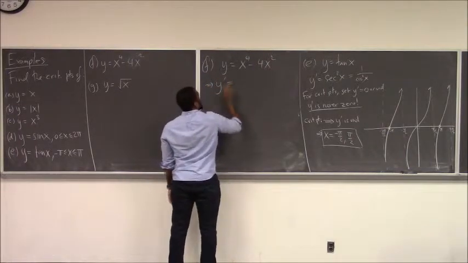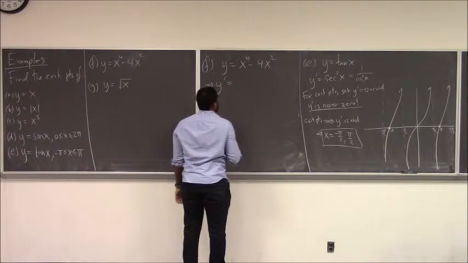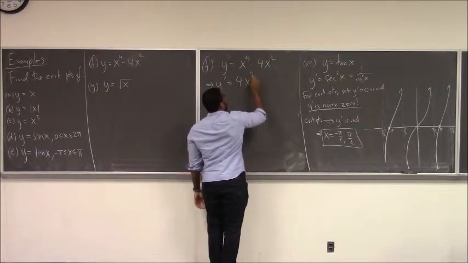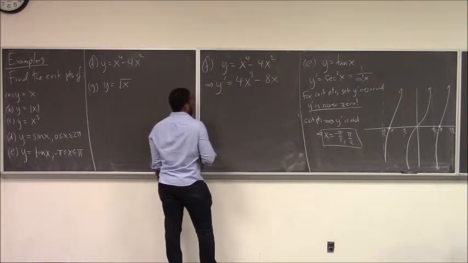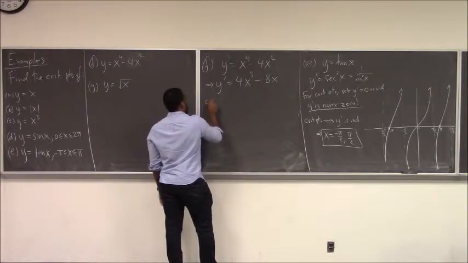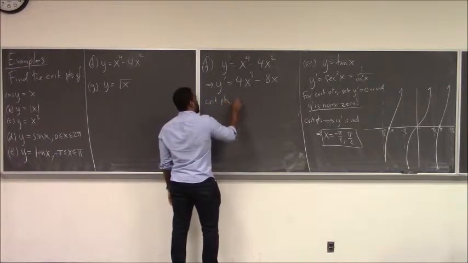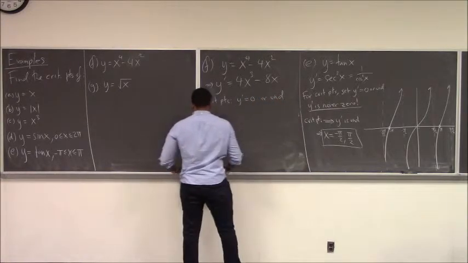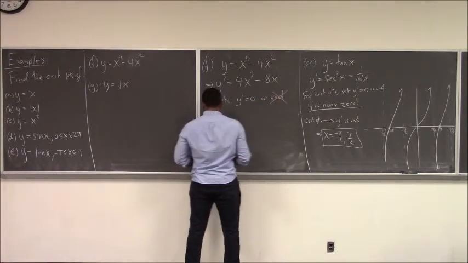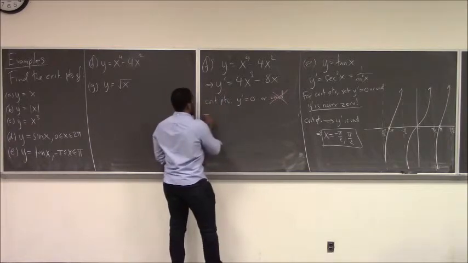Derivative here: 4x cubed minus 8x. So for critical points, y prime equals 0 or undefined. It's never undefined, it's a polynomial. So I'm going to set that equal to 0.